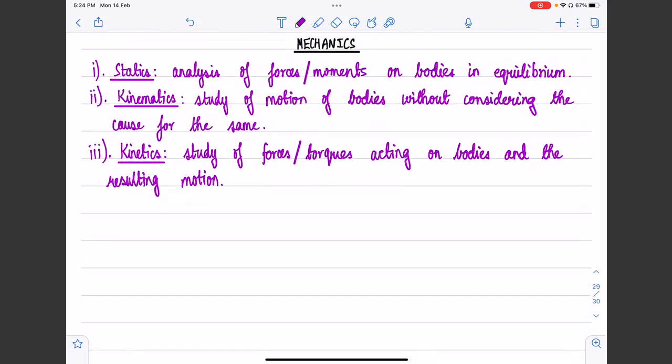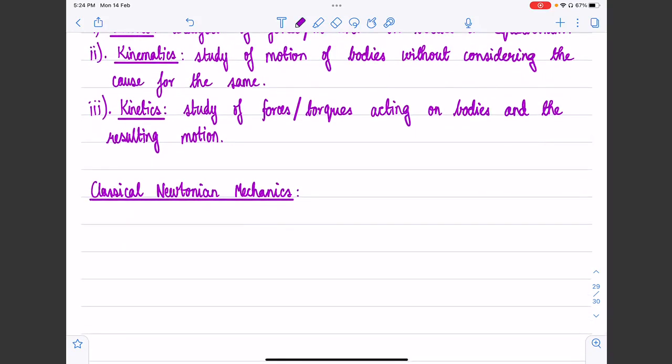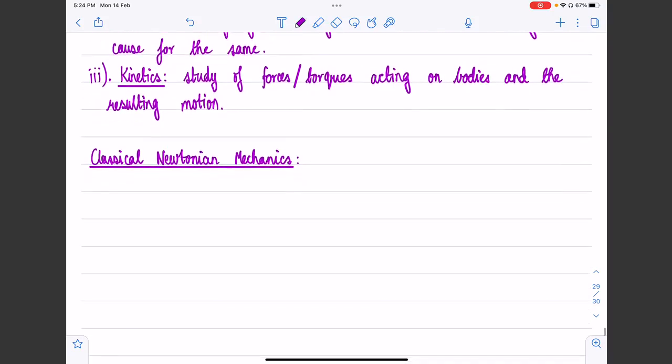Okay, and as far as our course on vehicle dynamics is concerned, we will be dealing with what is called classical Newtonian mechanics. So what is this classical Newtonian mechanics? As the name indicates, this is a field of mechanics where Newton has made significant contribution. Before Newton, Galileo, right? So let's see what classical Newtonian mechanics is concerned with.